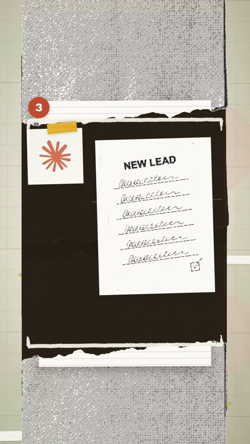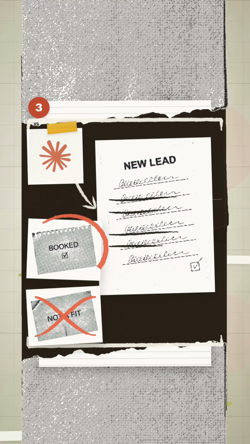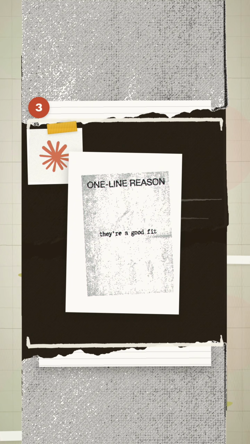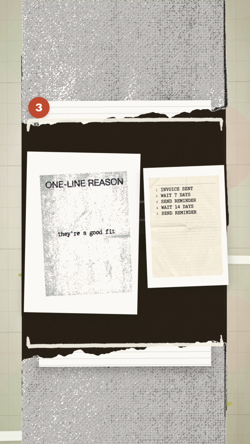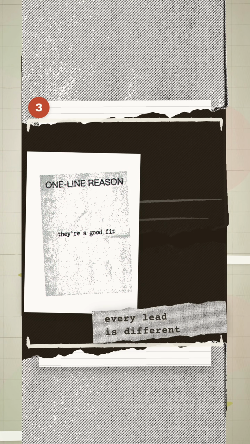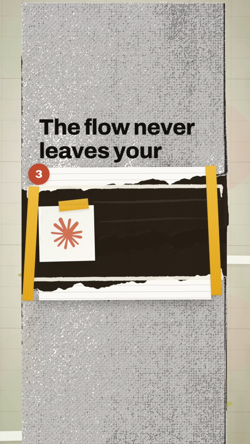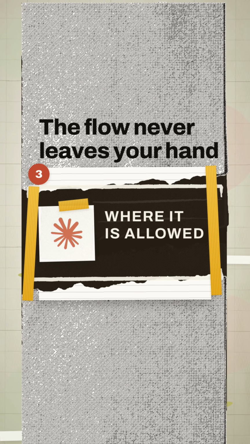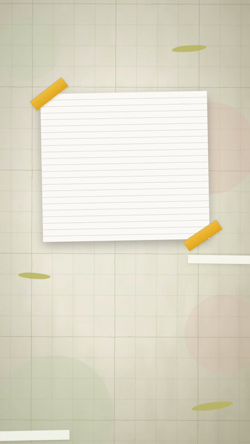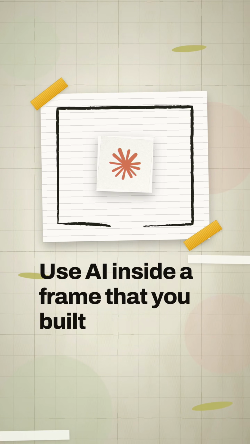This is like when somebody fills out a form and AI reads what they wrote and tells you if they're a good fit and gives you a 1-line reason on why they're a good fit. You cannot write steps for that, since every lead is different, but you know exactly what a good lead looks like. Yet the flow never leaves your hand because you decided where it is allowed to think. This is an example of where you should use AI inside a frame that you built yourself.